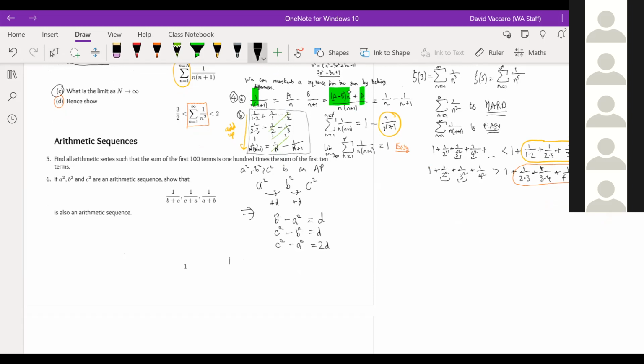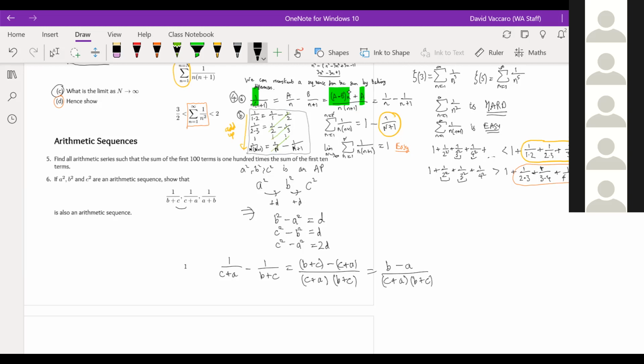So first of all, let's look at 1 over c plus a, take away 1 over b plus c. So this is the difference between these two terms. And this is equal to b plus c, take away c plus a, over a common denominator of c plus a, b plus c. And the c's cancel, and so we get b minus a over c plus a, b plus c.